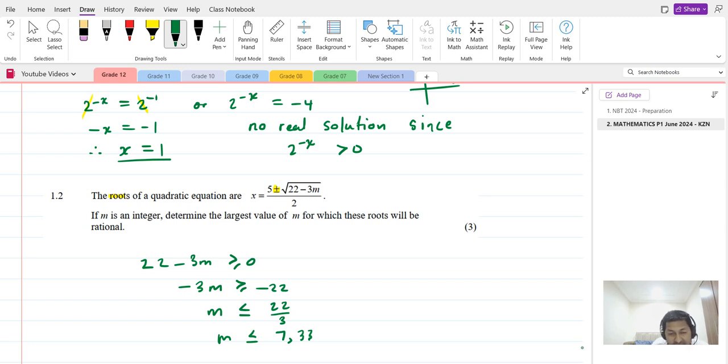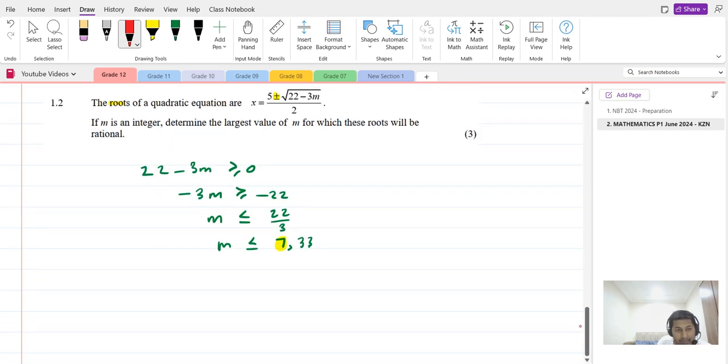So clearly that is the largest value of m, which is 7. Is it 7 or 8? Let's check. If I put 8 inside here, it's going to become negative, because 22 minus 3 times 8 is 22 minus 24, and you'll get the result as minus 2. But if you put 7 inside, you're going to get the square root of 1, because 3 times 7 is 21. So if m is an integer, the largest value of m for which these roots will be rational is m equals 7.